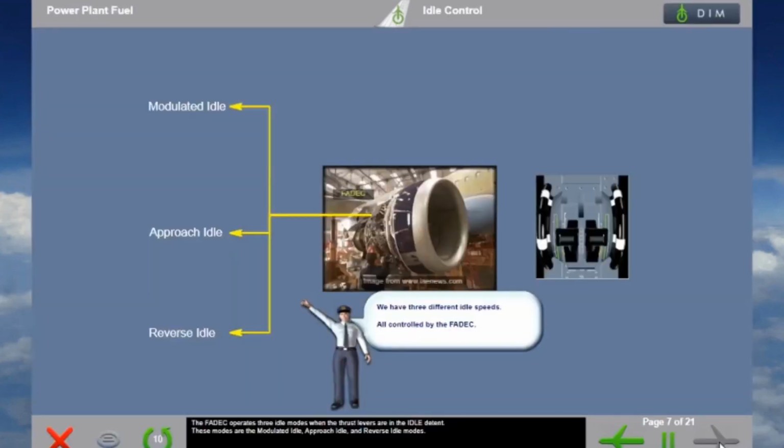The FADEC operates 3 idle modes when the thrust levers are in the idle detent. These modes are the modulated idle, approach idle, and reverse idle modes.